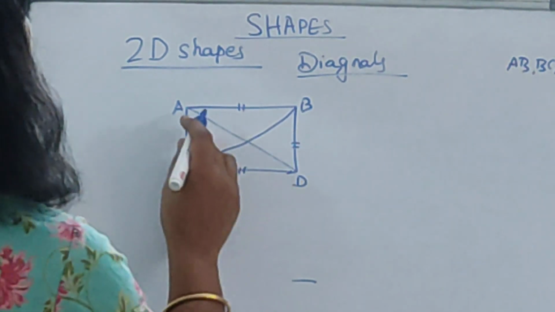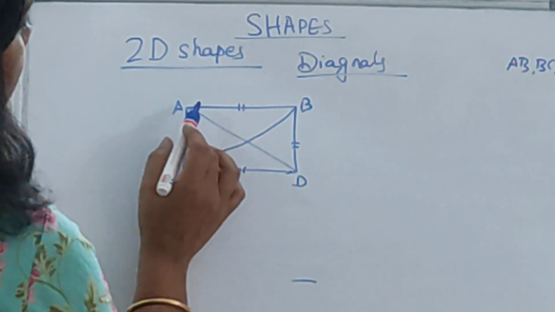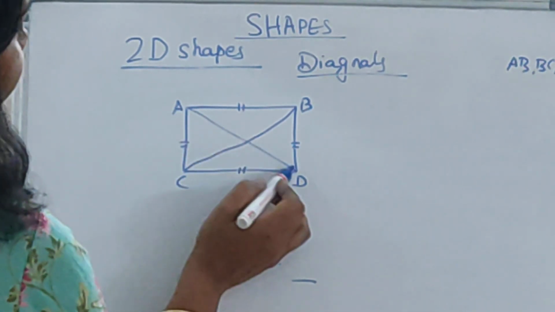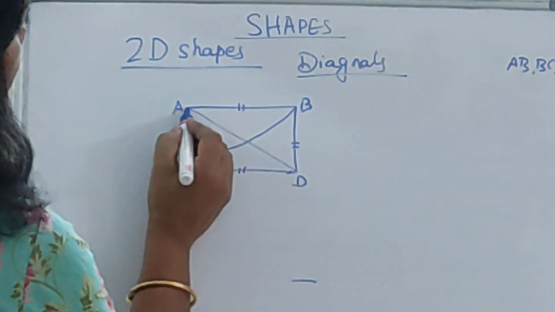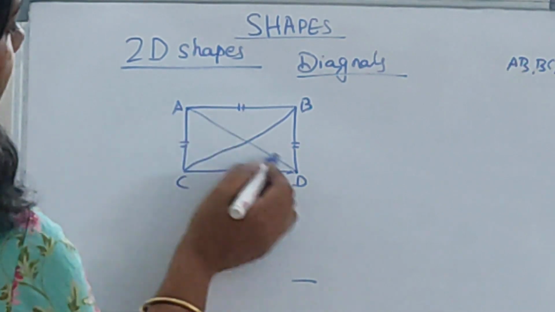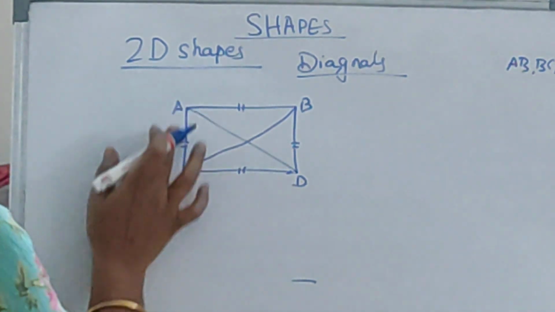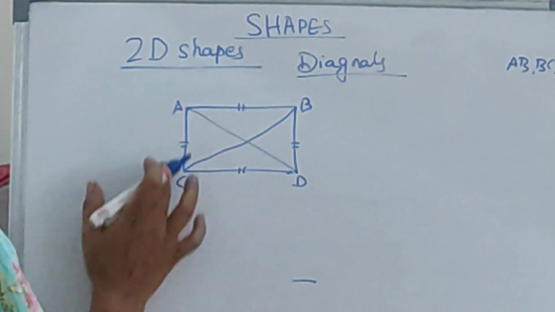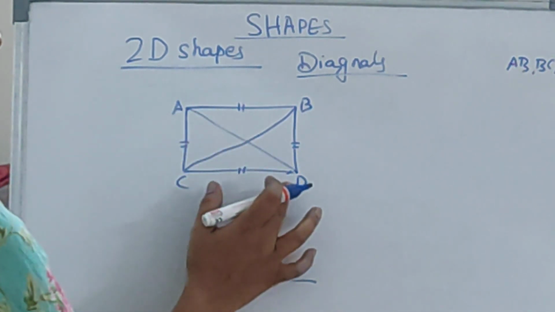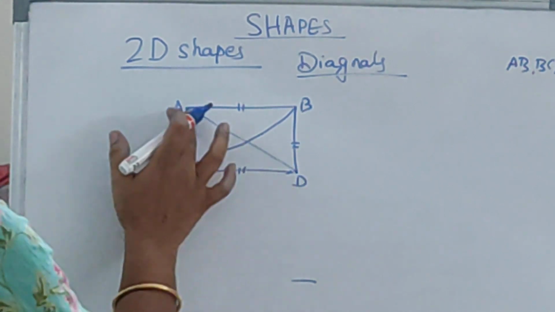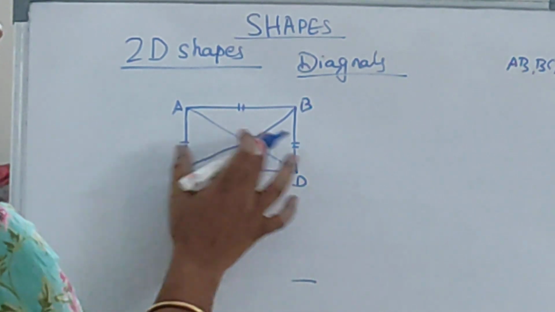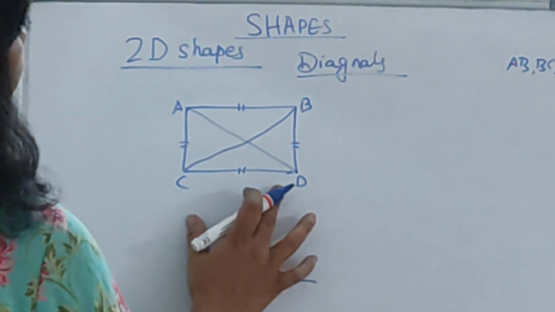So what is a diagonal? A diagonal is a line which connects two opposite vertices, not the same vertices. See, I am not drawing A to C. How am I drawing A to D? Means two opposite vertices. So when a slanting line connects two opposite vertices, this is called a diagonal.